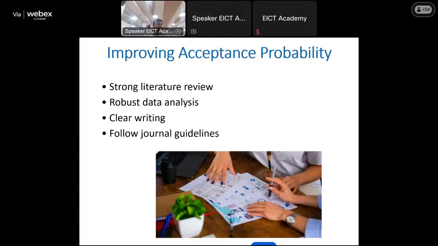Improving acceptance probability at the journal. So first of all, strong literature has to be there. Okay. Then robust data analysis. Your writing should be clear. I will explain in more detail how you can write it. And an important thing, follow the journal guidelines. So that's why I insist you first decide the journal and then you start writing. Okay, so that will give you a clear-cut mindset of what the expectation of the journal is and which guidelines you need to follow so that your paper can be accepted in that particular journal.